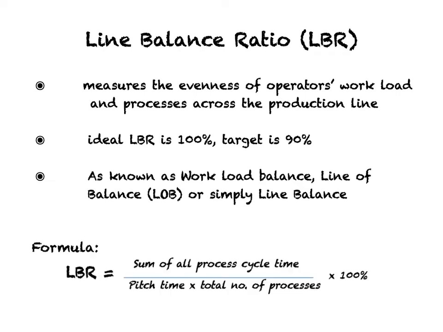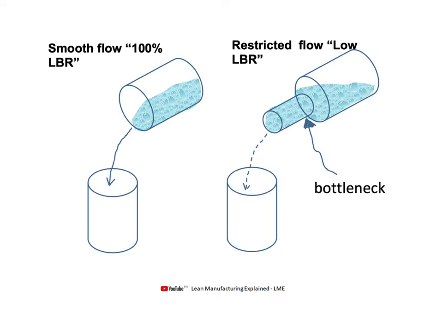The formula is: line balance ratio is equal to the sum of all process cycle time over the product of pitch time and total number of processes, multiplied by 100%. This illustration shows the difference between the smooth flow and the restricted flow.